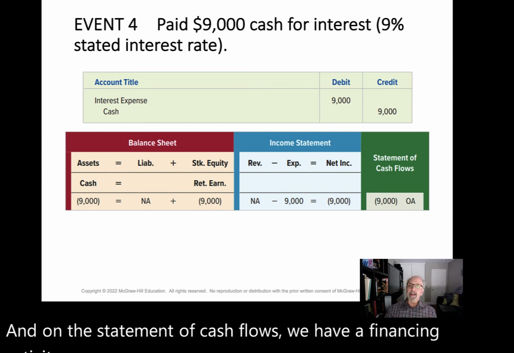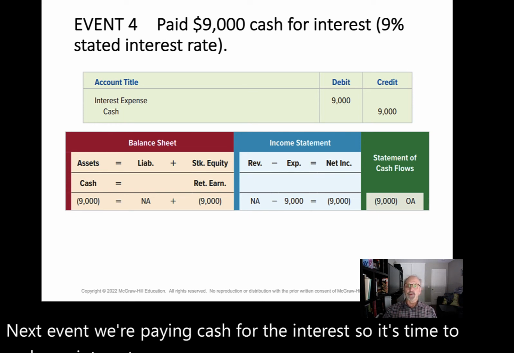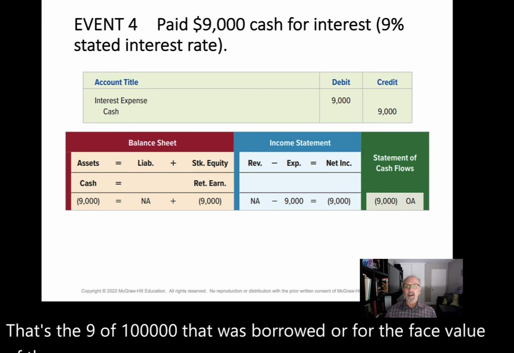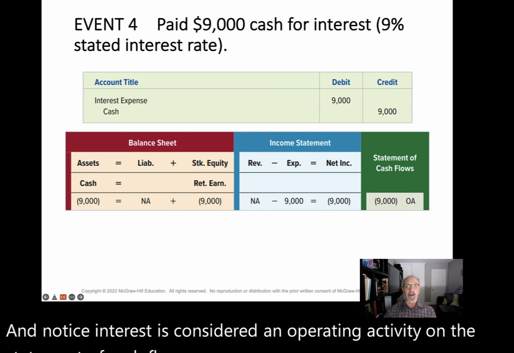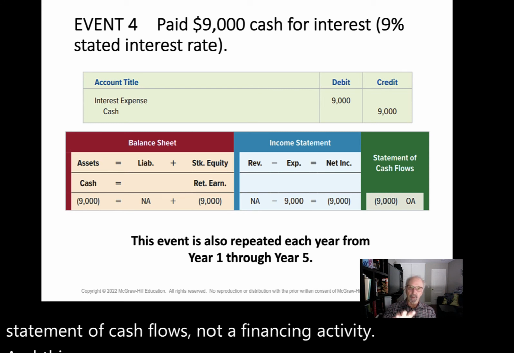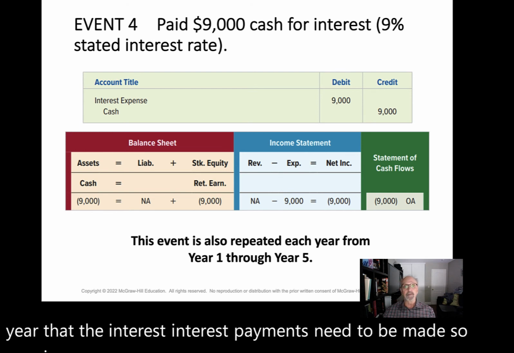Next event, we're paying cash for the interest. So it's time to make an interest payment. We debit interest expense for $9,000. That's the 9% of $100,000 that was borrowed, or for the face value of the bonds, sorry, and credit cash for $9,000. And notice, interest is considered an operating activity on the statement of cash flows, not a financing activity. And obviously, this journal entry will be repeated every year that the interest payments need to be made. So years 1 through 5.